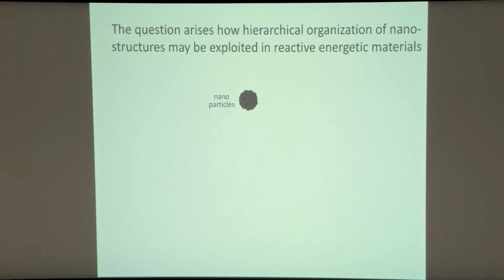So the question arises then, how can hierarchical organization of nanostructures be exploited in reactive energetic materials? If I start off with a nanoparticle, how can I manipulate it to put it in an energetic material? Obviously, I could coat it with a ligand. If I coat it with a hydrocarbon ligand, then it's going to look like basically the surrounding polymer, so it'll change the viscosity of the mix. You can also change the energetics of the system.